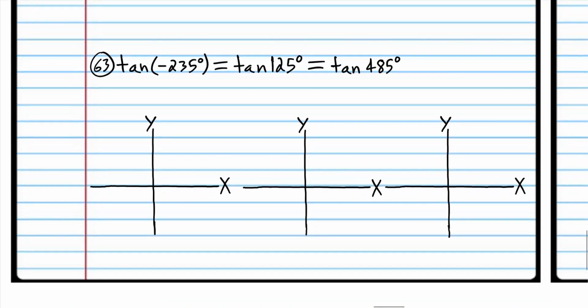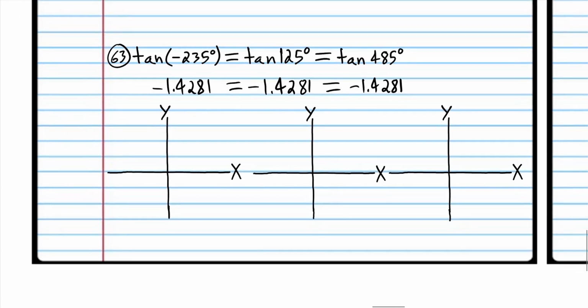Let's do another problem here. So let's use our calculators to find tangent negative 235 degrees. We get negative 1.4281, and tangent 125 degrees, we get the same thing, negative 1.4281, and tangent 485 degrees, we get the same thing, negative 1.4281. So why is it that these numbers are all the same?